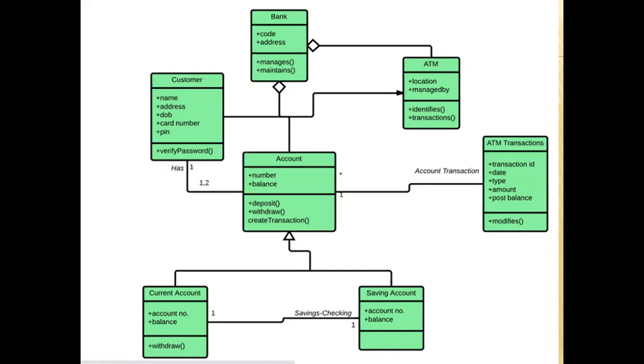Branch means, for example, Guntur branch or Brodipet branch. It represents branches. Next, every bank manages and maintains some operations. Operations means it maintains saving accounts and loan accounts. The next one is agricultural loan. So the bank is an object.